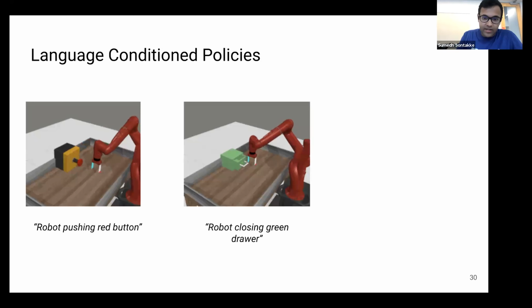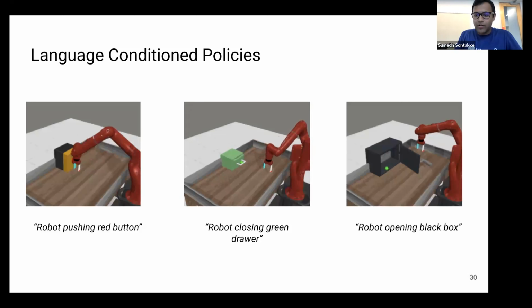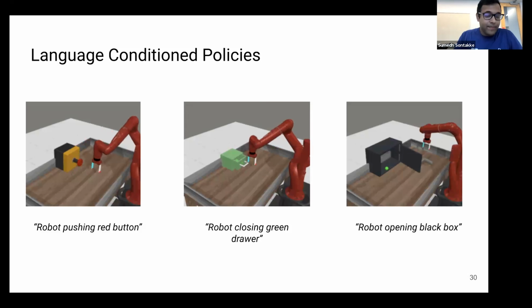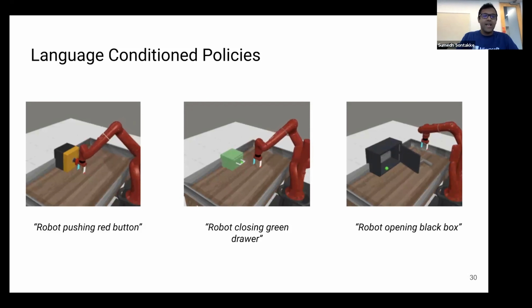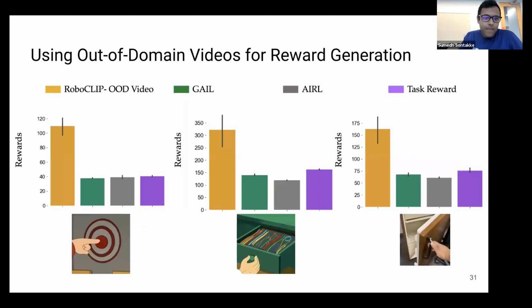Or alternatively, here's a trajectory of the robot closing a green drawer when conditioned on this language input, or robot opening black box. And so the point is you can get very nice reward functions by using these pre-trained models for reward, for basically learning a task.